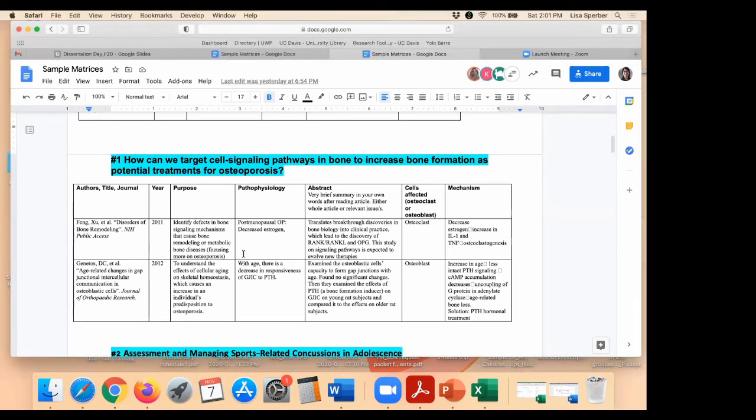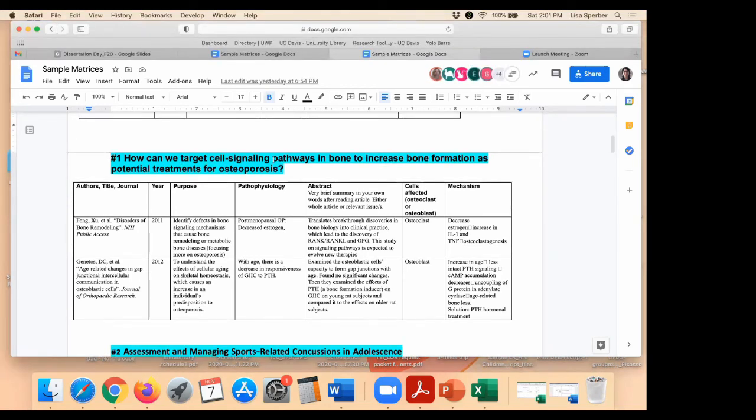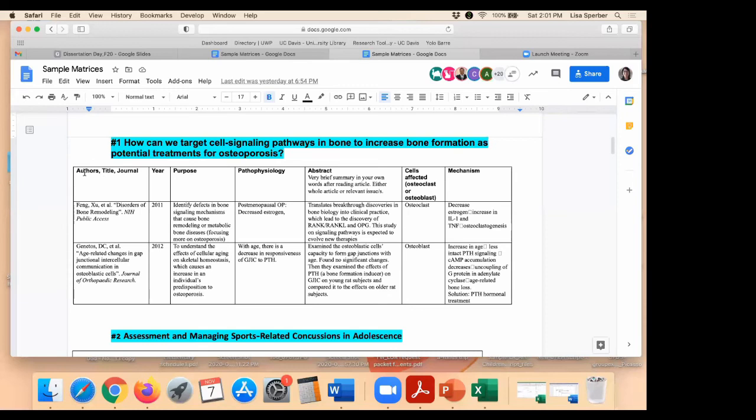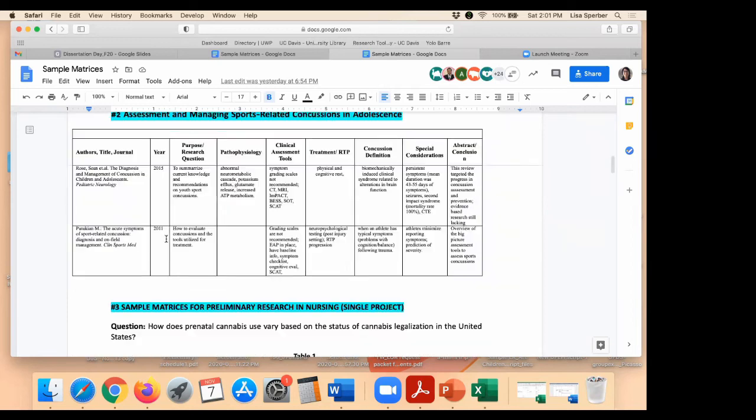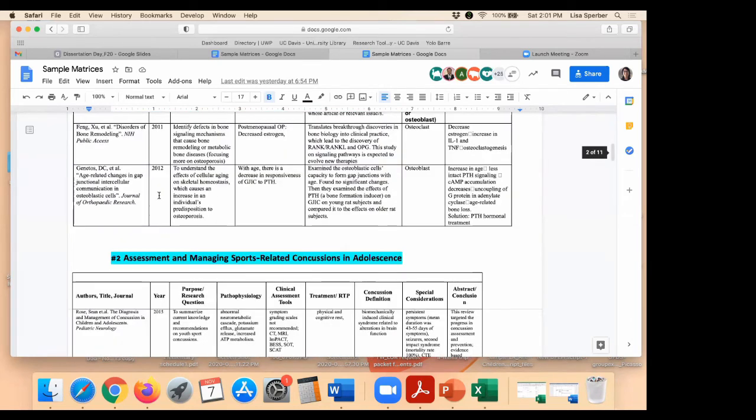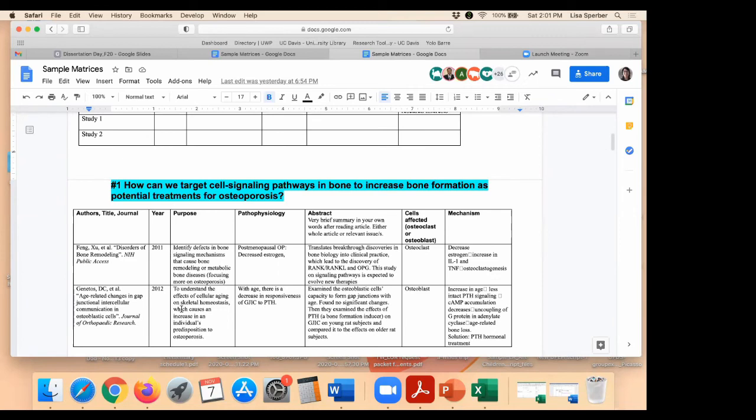Okay. So, how can we treat cell signaling pathways in bone to increase bone formation as potential treatments for osteoporosis? Here you have just the basics: author, title, journal, year. I would suggest, do you think you should start with the earliest, the most recent, or the oldest one? I would start with the most recent study so you can look at trends through time in that way.